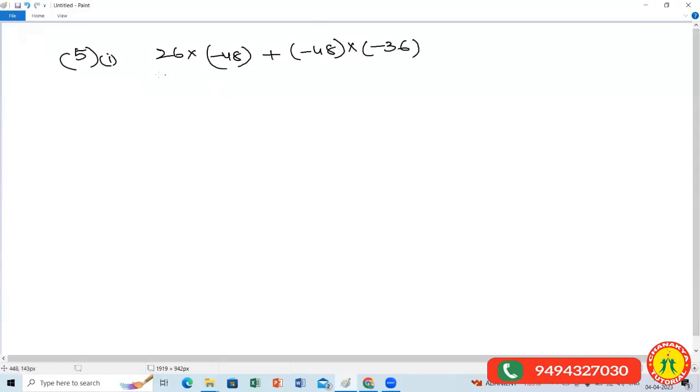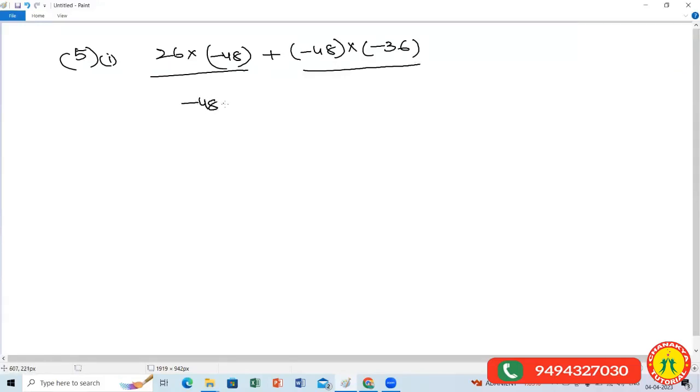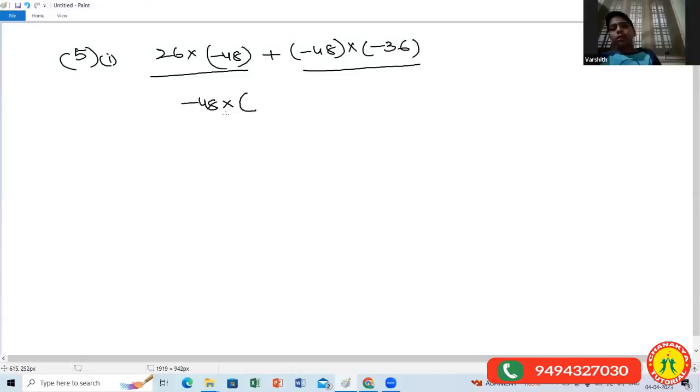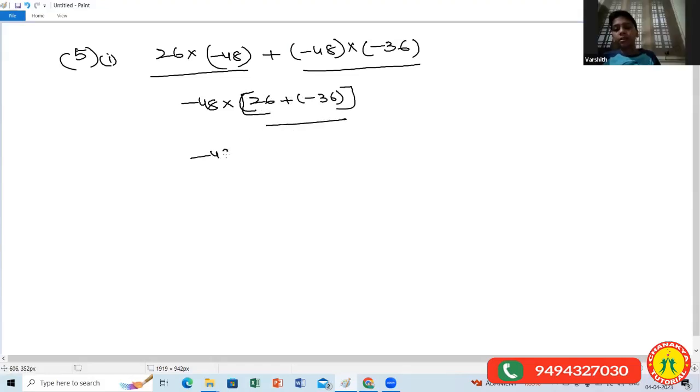Yes, Varshit, what step can we use from this? There are two terms here. Which is common here? Ma'am, minus 48 is common. So I can take it outside and use a bracket: 26 plus minus 36. What is the value of 26 plus minus 36? Minus 10.